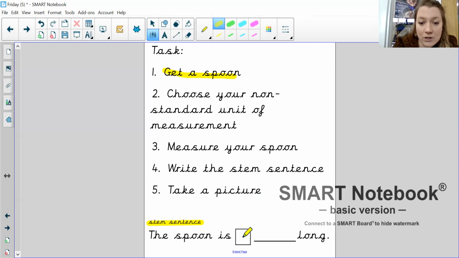So in this box, you will write a number. And then on the line, you will write the object that you measured with. So it could be 6 cubes, or it could be 4 paper clips. It depends on what you choose to use. So everybody's will be different. So pause the video, go and do that activity and take a photograph.